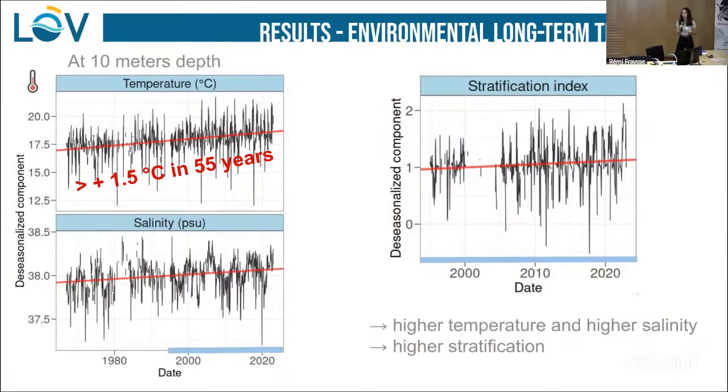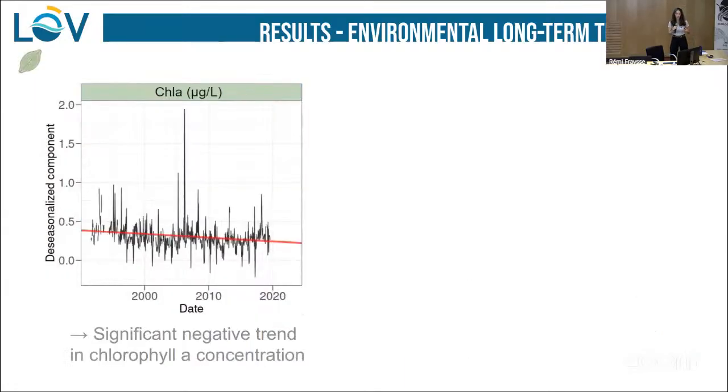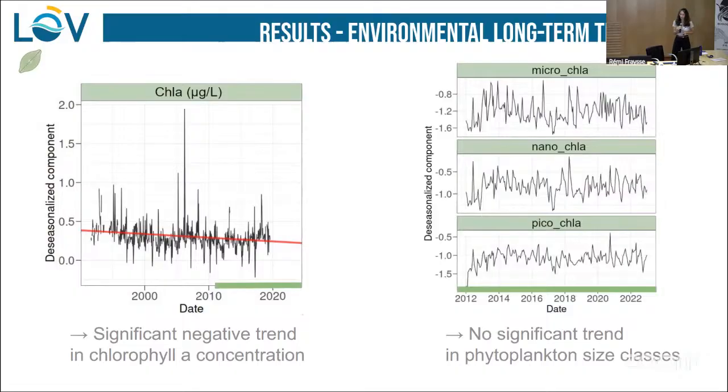So I was wondering how this could affect the primary production, and I had a look at the chlorophyll A, that is a proxy for the phytoplankton, and I observed a significant negative trend in the chlorophyll A concentration. So I was wondering what inside my phytoplankton community could explain this. And thanks to the HPLC data that are available since 2012, I have access to the 3 different size classes of phytoplankton, so microphytoplankton, nanophytoplankton, and picophytoplankton. But as you can see, I did not observe monotonous significant trend for the 3 size classes of phytoplankton, but this can be due to the fact that this time series is much smaller than the one we have for the whole chlorophyll A.